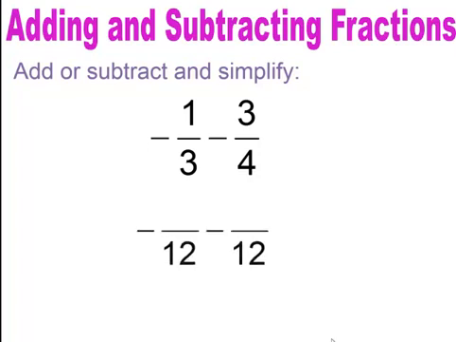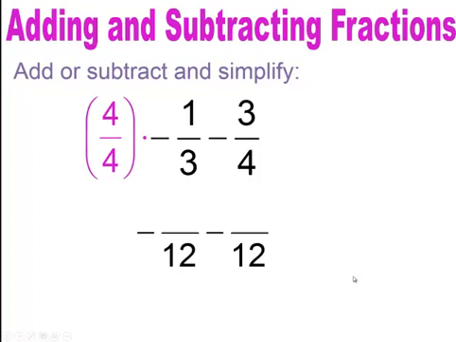So again, neither one of them will divide into each other. 3 is a prime number. I multiply the two together and I get 12. I need to convert both fractions. I multiply the first fraction by 4 over 4, and I get 4 over 12. And I multiply the second fraction by 3 over 3, and I get 9 over 12.